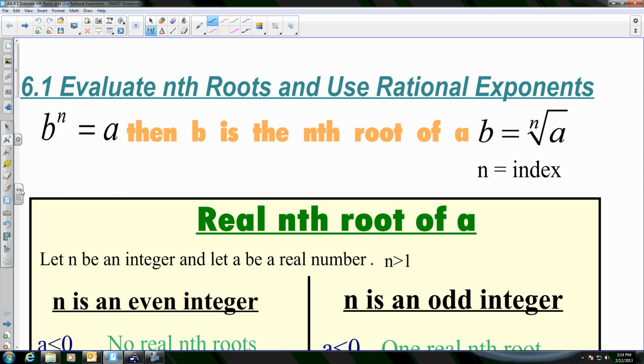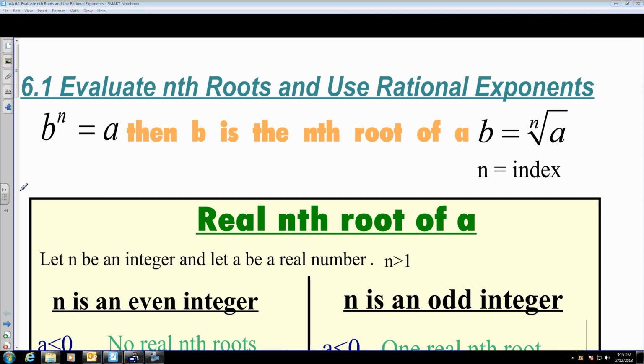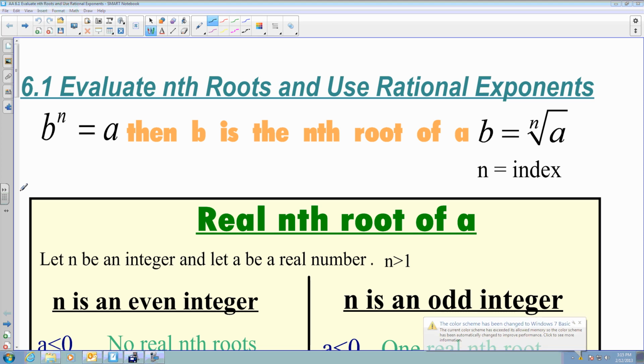Okay, we're in a new chapter, chapter 6, which deals with rational exponents and also radical functions. In 6.1, we're going to evaluate what are called nth roots and use rational exponents.